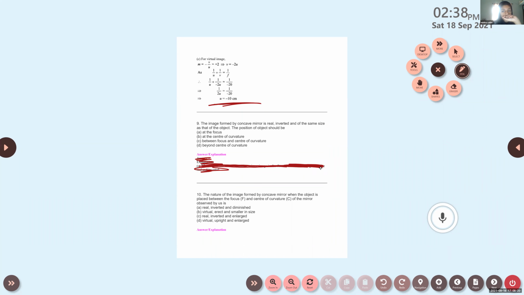The image formed by a concave mirror is real, inverted, and the same size as the object. So only one case is present. In the case of a concave mirror, if the object is placed at the center of curvature, the image will be formed also at the center of curvature itself. Very good. So option B is right.